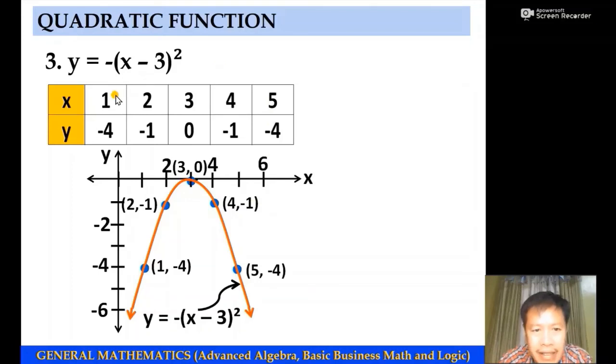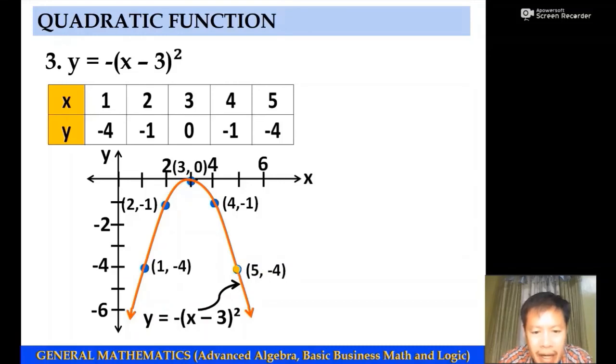Now, if x is equal to 1, y is negative 4. 1. Then 1, 2, 3, 4. This is our point with coordinates 1 and negative 4. If x is equal to 5, y is equal to negative 4. 1, 2, 3, 4, 5. Then count downward. 1, 2, 3, 4. This is our point. Take note, these 2 points are symmetric with each other.